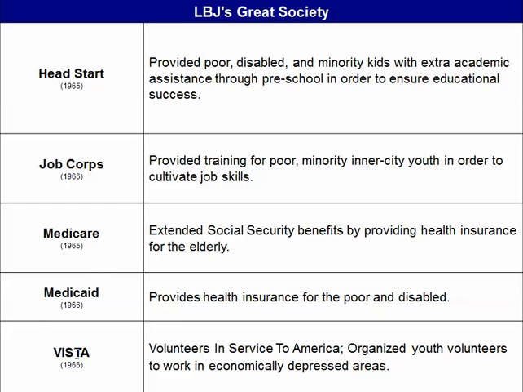Okay, and VISTA was Volunteers in Service to America, kind of like the Peace Corps that was created. It was organized to help youth volunteers in the economically depressed United States, help them go out and help our country. But Medicare is what we're supposed to focus on here, this extension of Social Security. But let's first talk about what the Great Society Program was meant to do.